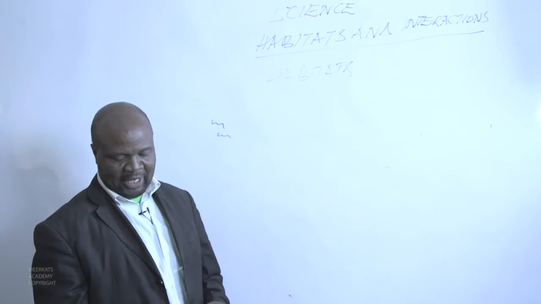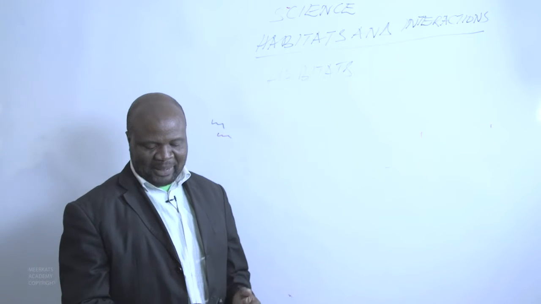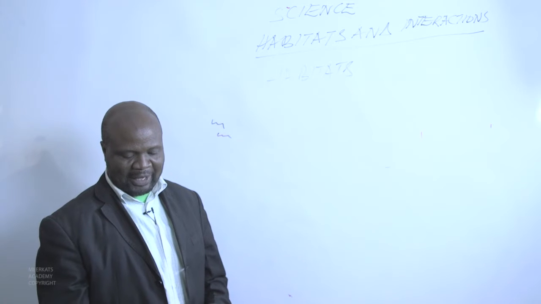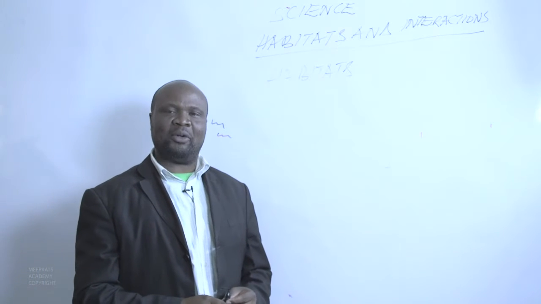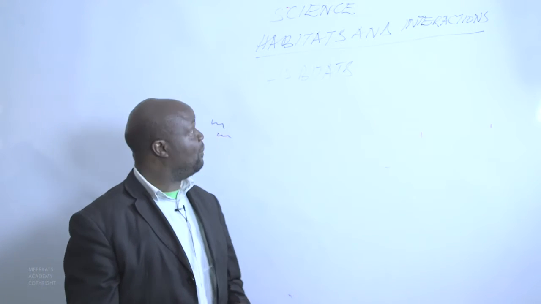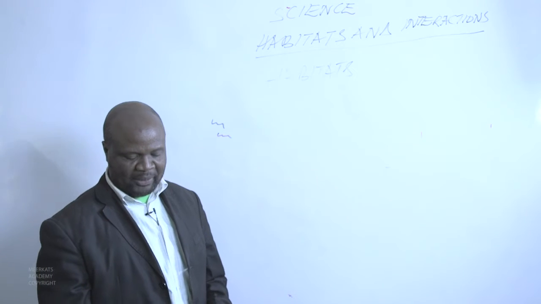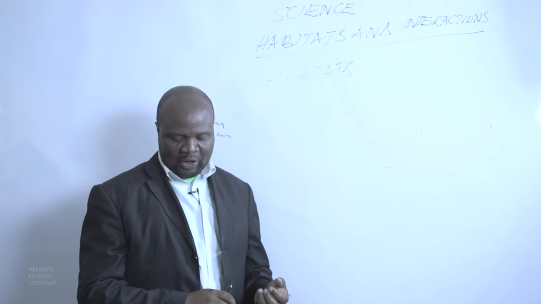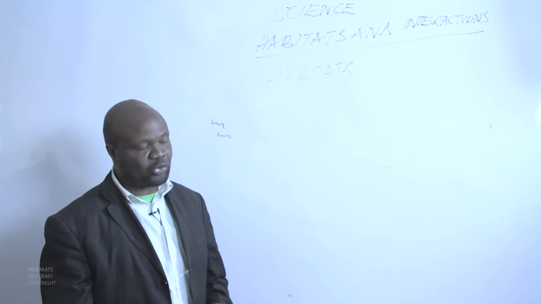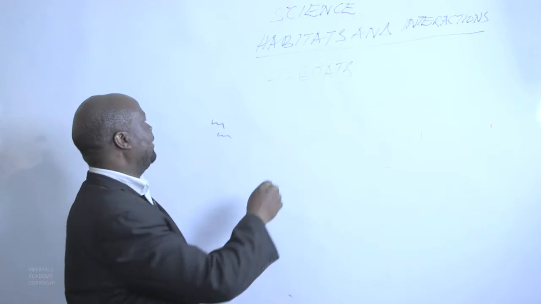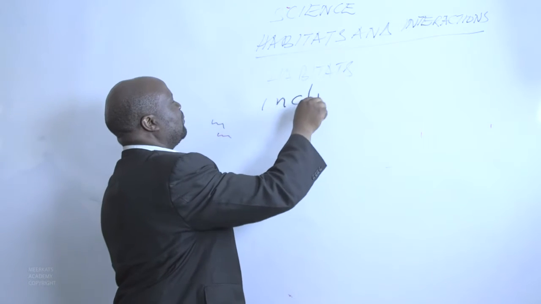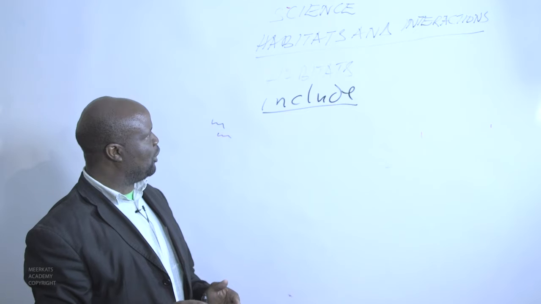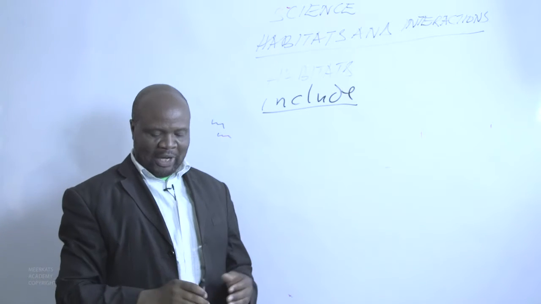Every living thing has a particular need and will only live where these needs are met by the resources available in this habitat. Some of the resources available in a habitat that provide for an organism to survive and to reproduce include the following. So for an organism to stay well in an environment, it requires the following.